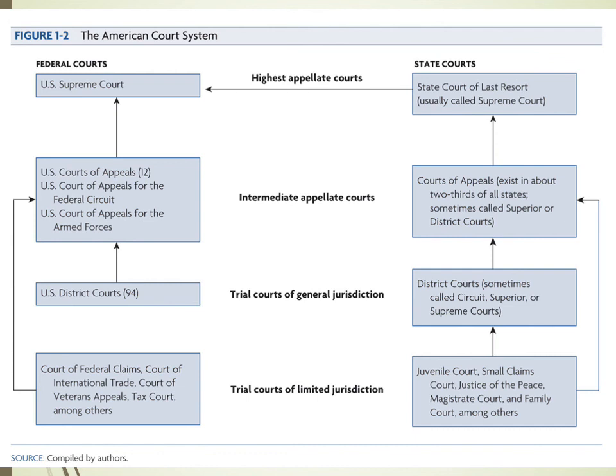We have the U.S. Court of Appeals, which has 12 circuits and a couple of others, as you'll read about. They review what happened at the U.S. district courts, at the trial courts. And then the U.S. Supreme Court is the court that gives the last review of a case. Okay. And so you see the same thing happening on the other side.